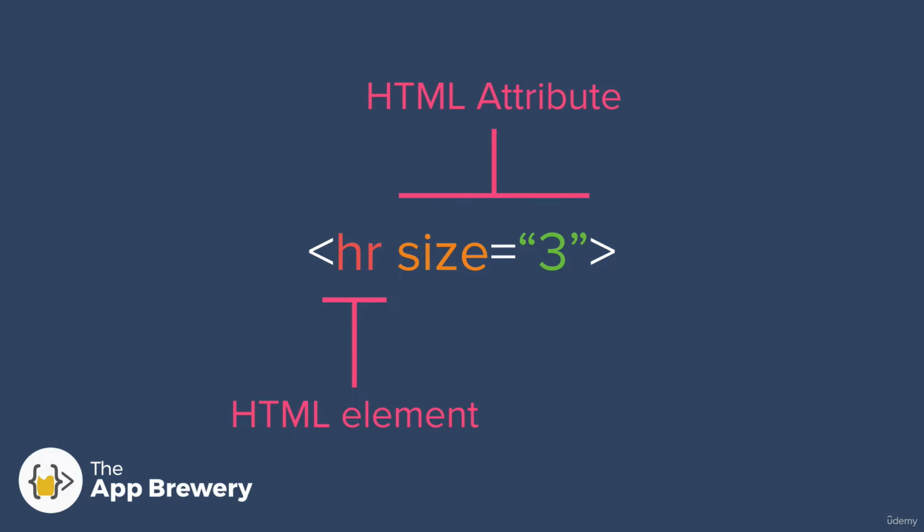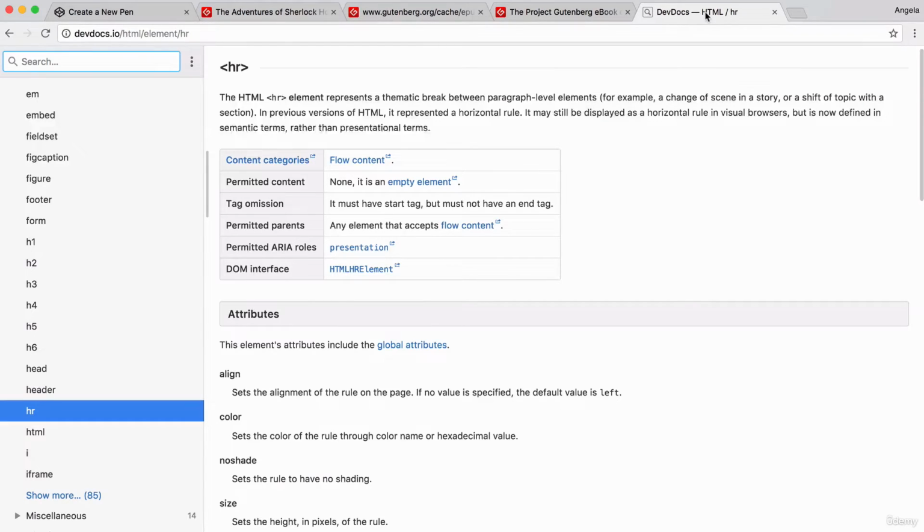And it basically gives more information to the browser to specify modifications to that HTML element. So in this case, we're saying that we want a horizontal rule, but we want it in size 3. Now, what does size 3 mean? And how do we know that we have these HTML attributes available to us? You've guessed it, we're going back to the documentation.